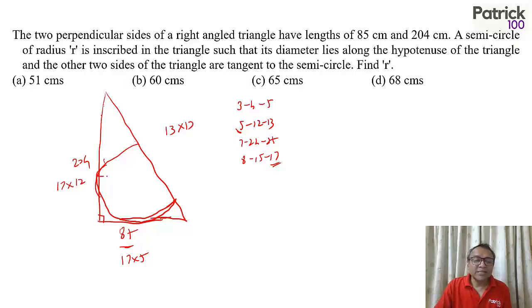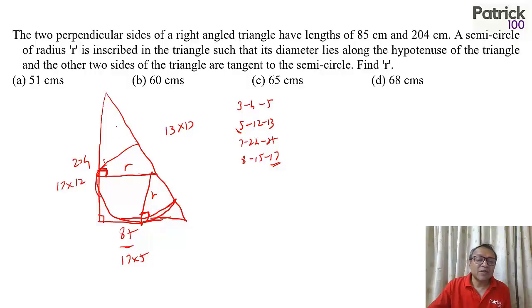Now these sides are tangent. Whenever you have a semicircle or a circle, draw the radius to the tangent. So this is perpendicular. Same way, this is also perpendicular. So this is r and this is r, the radius, because the radius is perpendicular to the tangent.